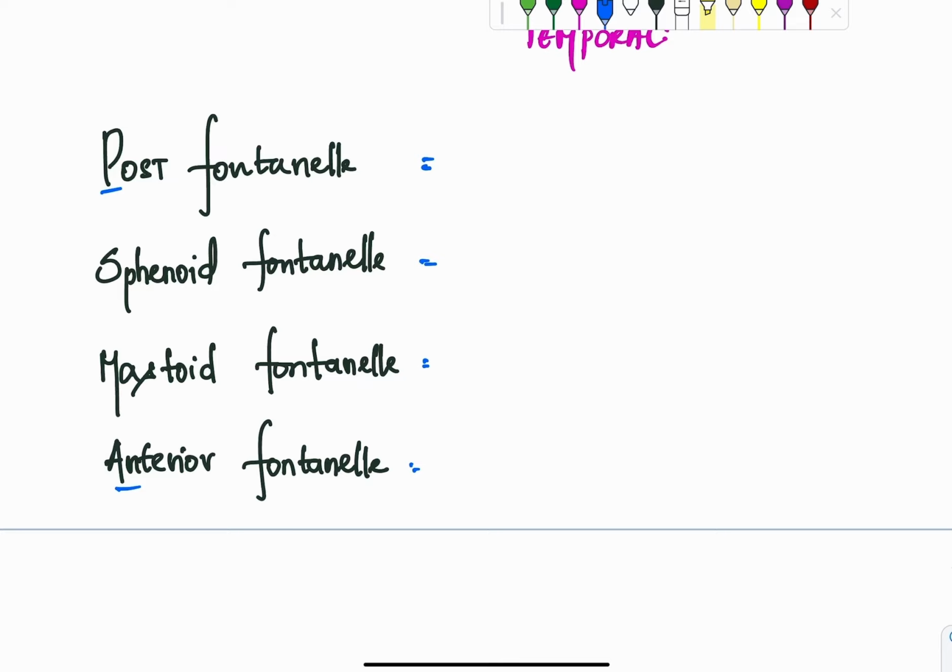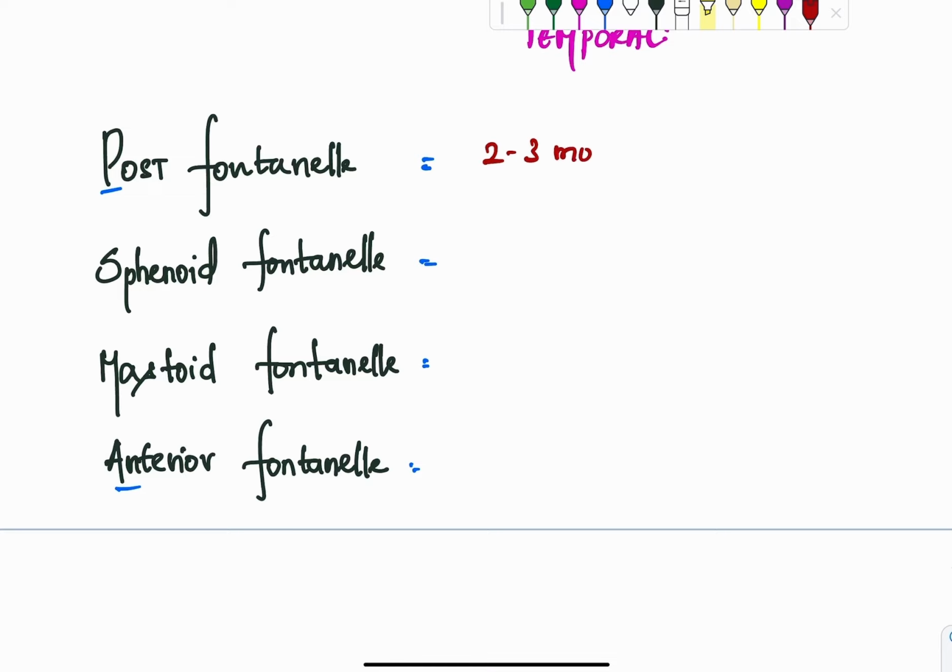So immediately after the baby's birth, guys, when you press the region here, it will be soft. Why? Because the sutures are not yet closed, there are fontanelles. So these fontanelles close at a specific time period. So at what time period will they close, we will see. First, the posterior fontanelle closes at 2 to 3 months of age. After the birth, at 2 to 3 months of age, it will close.